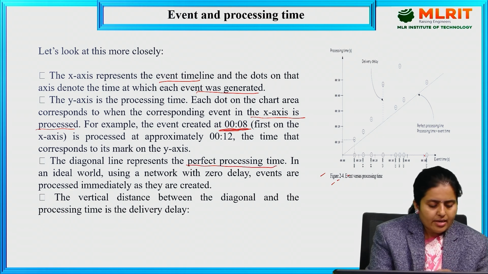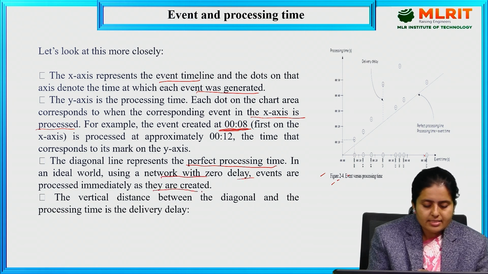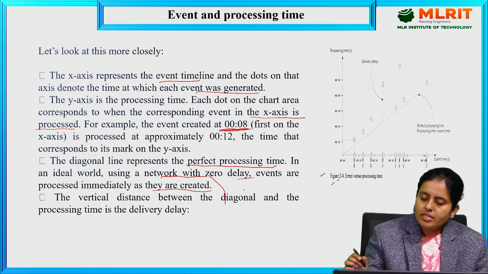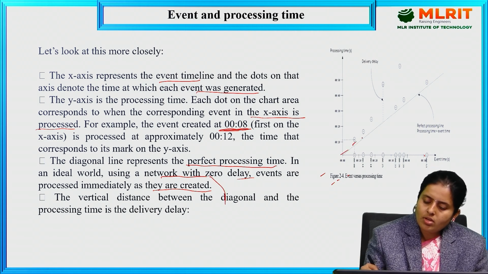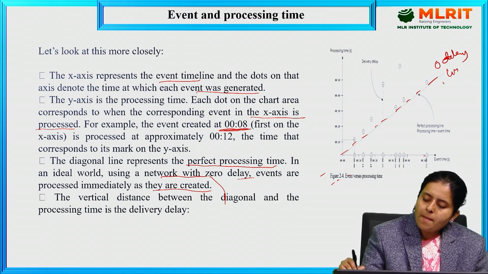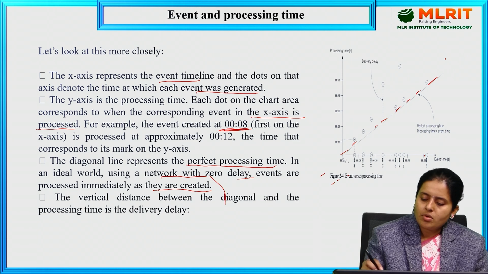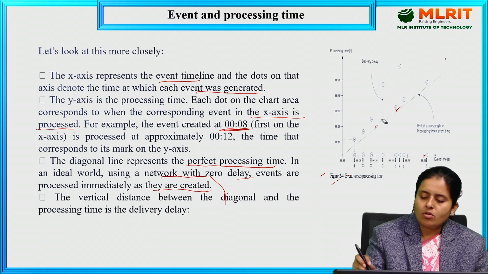In an ideal world, using a network with zero delay, events are processed immediately as they are created. Here there is no delay. We can call this the zero delay line, or perfect processing time. There is no delay, not even within 1 second. We can call it perfect processing time.